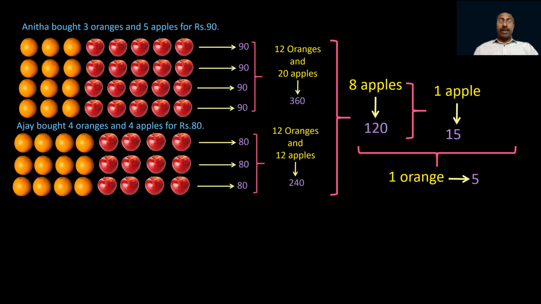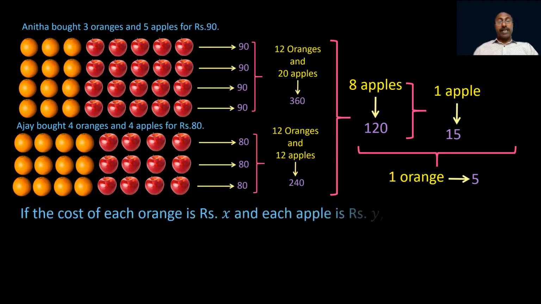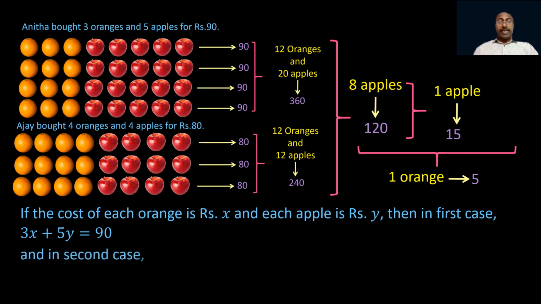Okay, that is, if we take the cost of each orange as x rupees and each apple as y rupees, then in the first case we can write that 3 into x plus 5 into y is equal to 90. That is 3x plus 5y is equal to 90. And in the second case we can write 4 into x plus 4 into y is equal to 80. That is 4x plus 4y equal to 80.